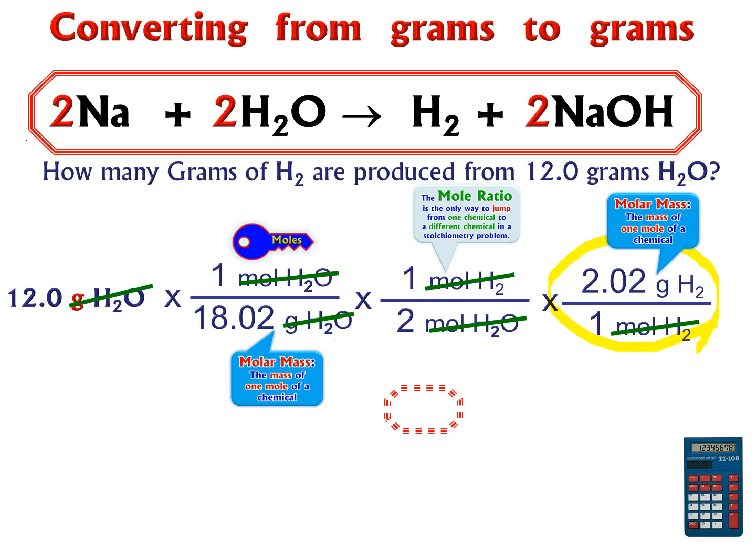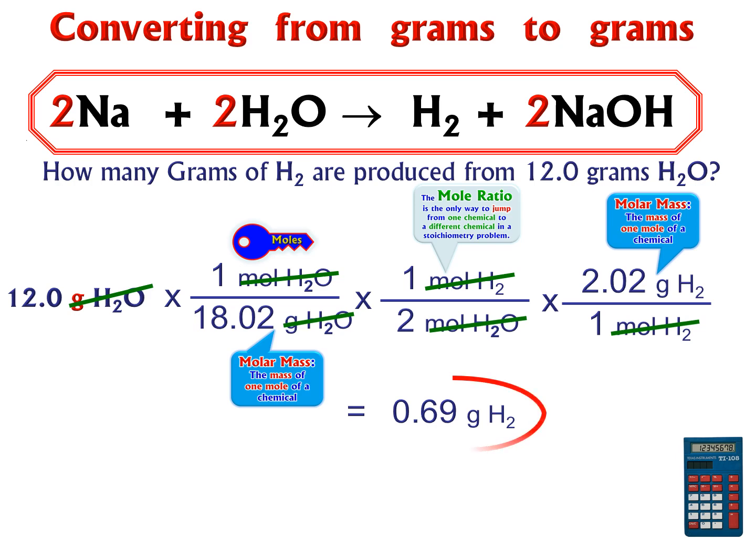Let me just erase those circles. And then if I want to get through to my answer, I start off with 12.0. I divide it by 18.02. I divide that by 2. Then I multiply by 2.02, and I wind up with my answer. What is the unit of my answer going to be? Grams of hydrogen, it better be. And what's the number of my answer going to be? 0.69 grams of hydrogen.